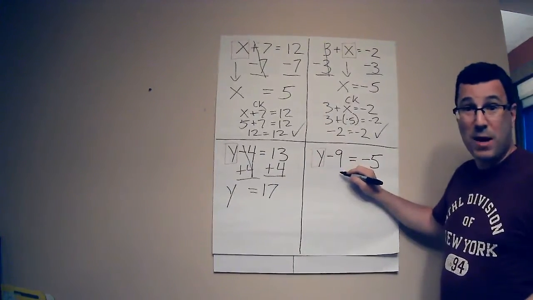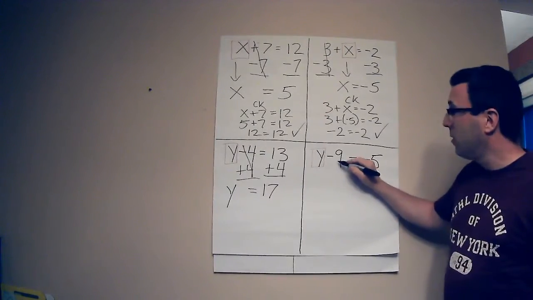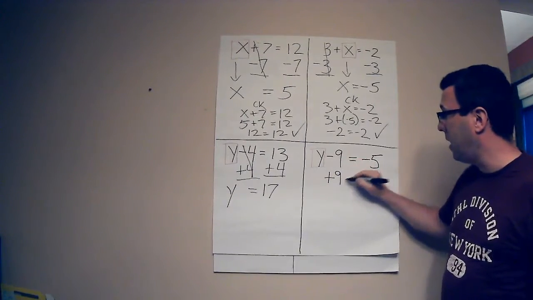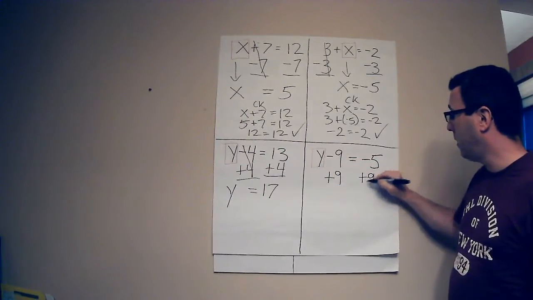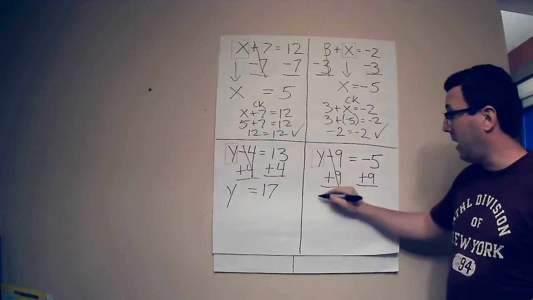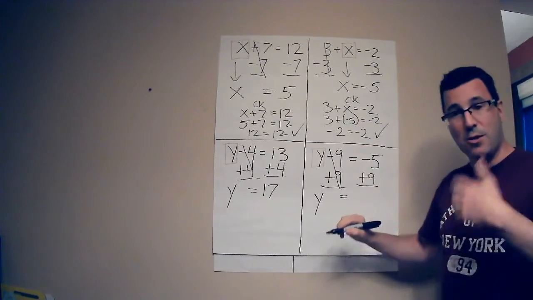I got to move this minus 9. That has to go away. It has to go bye-bye. Alright? So the opposite of a minus, that's a plus. Plus 9. I do that on both sides. The 9's cancel out. Alright? I do that. I make sure to cross that out.